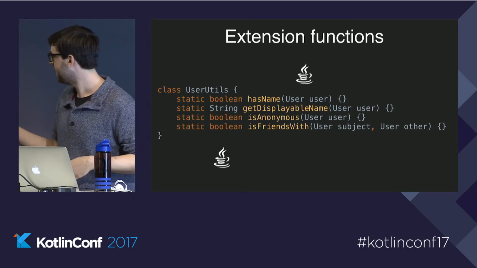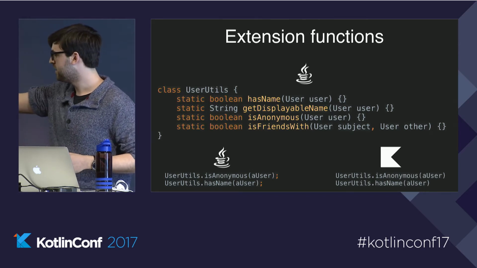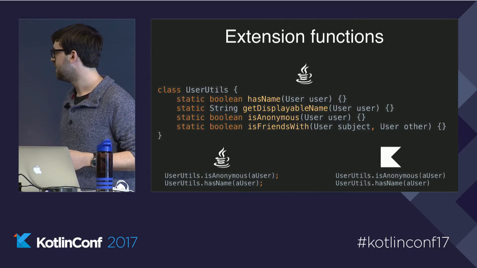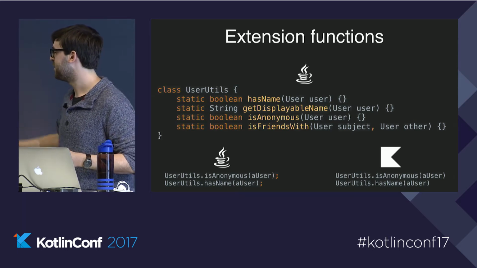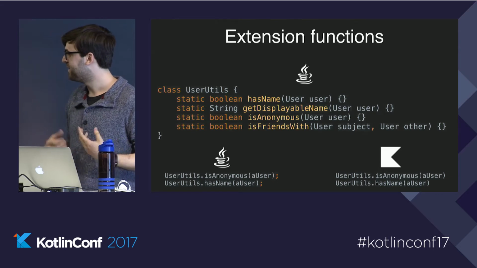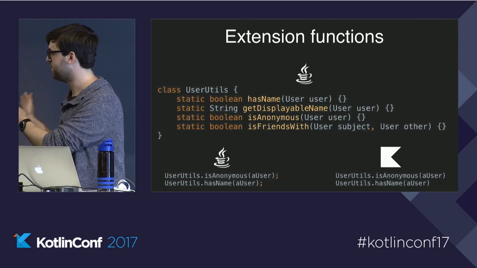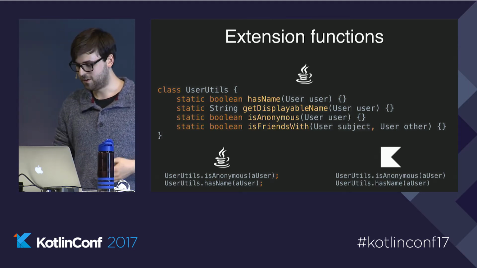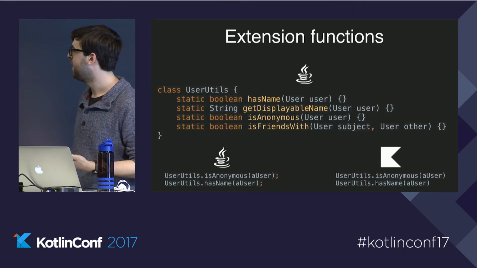Can everyone see that? It's kind of low down. Yeah, so user-utils.isAnonymous and user-utils.hasName. You can see right now we're calling them the same way in Java and Kotlin. There's no semicolon, I guess. So you're calling them the same way, and you're not happy about that. You want the Java to stay the same, but you want the Kotlin to look nice. So the first thing I have to do is convert this class to Kotlin. Shouldn't be hard, so you do that.